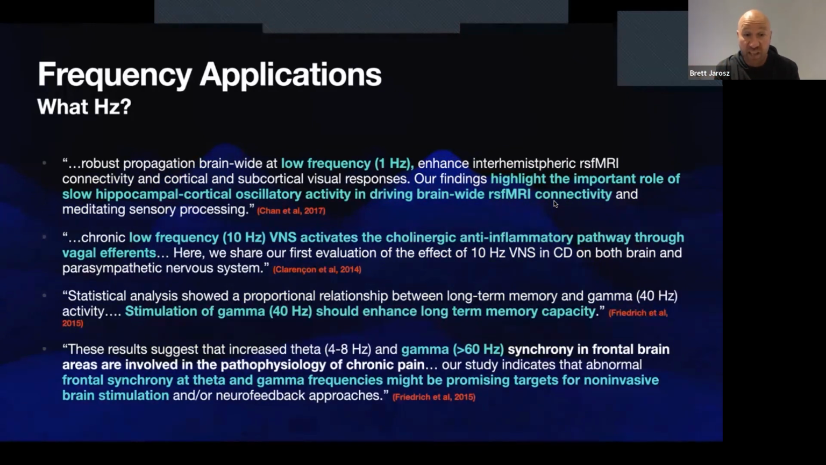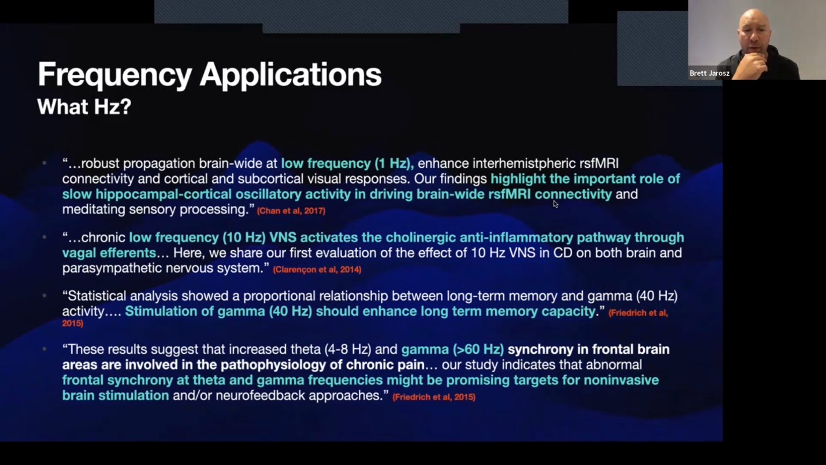Low frequency 10 hertz, vagal nerve stimulation, VNS. The vagus nerve loves 10 hertz. There's a bunch of research on the vagus nerve with this, but they showed that low frequency 10 hertz vagal nerve stimulation activates the cholinergic anti-inflammatory pathway through vagal efferents. They showed that it helped treat Crohn's disease, both from a brain and a parasympathetic nervous system perspective. Okay, so that's the 10 hertz frequency.